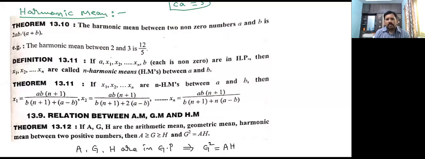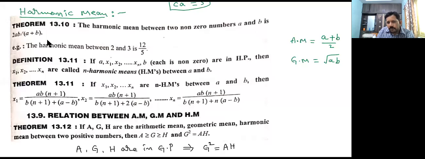Harmonic mean. The harmonic mean between two non-zero numbers A and B has the formula 2AB divided by A plus B. Already you know the arithmetic mean. What is the arithmetic mean formula? That is (A plus B) by 2, between A and B only. Geometric mean is the square root of AB.